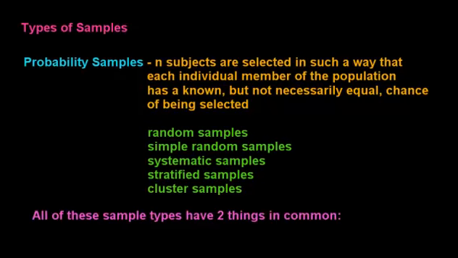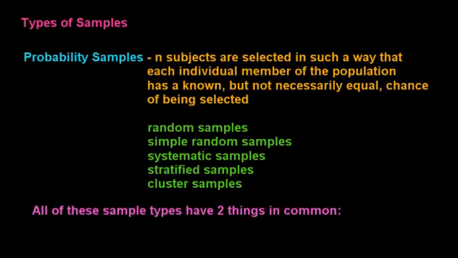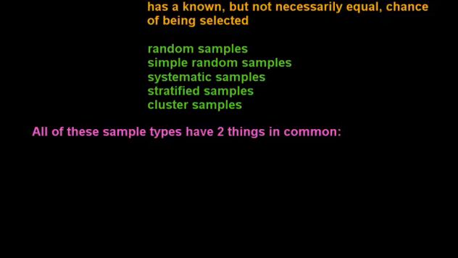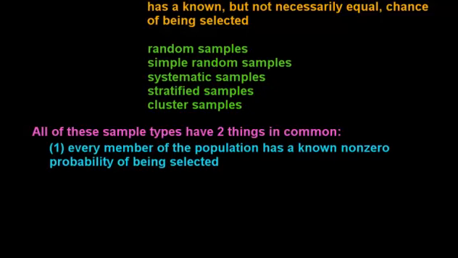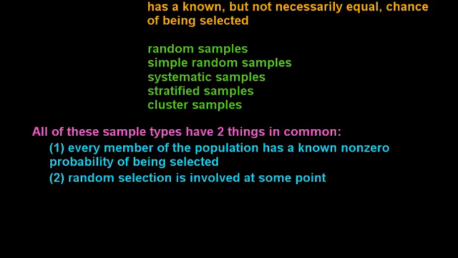And all of these have two things in common. The first is that every member of the population has a known non-zero probability of being selected. So that's the case for all of these types of samples, that we could determine what the probability is of each member of the population being selected. And that at some point in the process there's some random selection involved. The entire process may not be random, but there is some randomness involved at some point in the process.